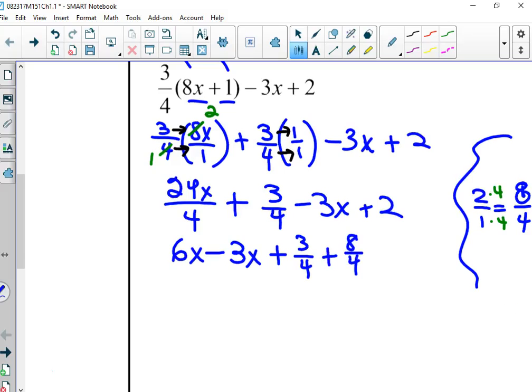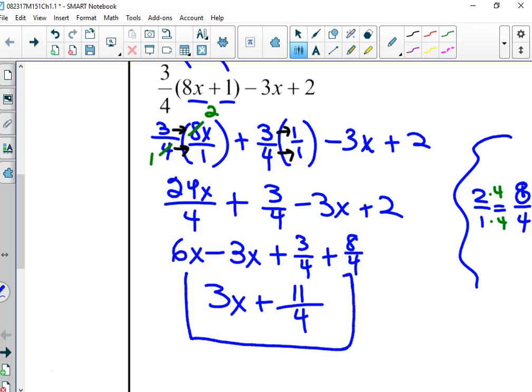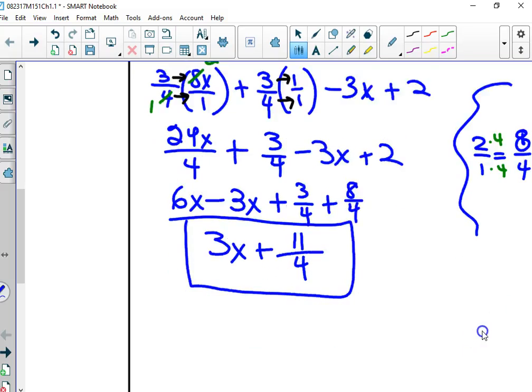Let's finish this up. 6 minus 3 is 3x. And then remember, when we are adding or subtracting fractions, we add or subtract the numerators. So 3 plus 8 is 11. And there's our answer to the next problem.